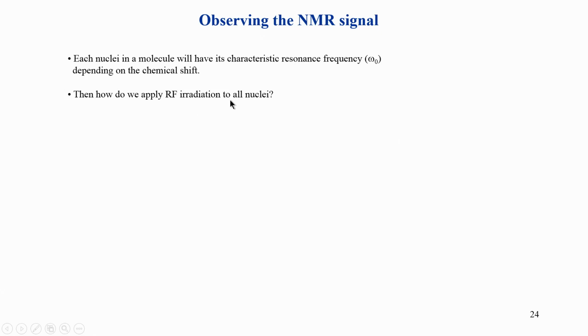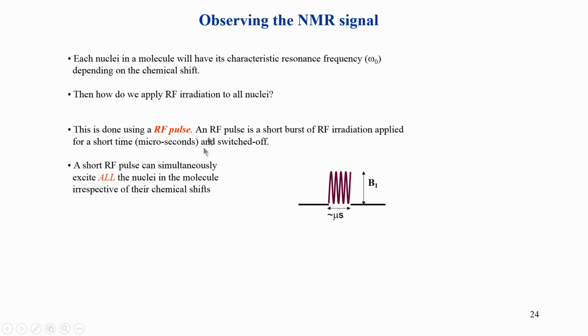So, remember, resonance can happen only for a particular value, but still we can apply a high frequency or a high power frequency such that all the spins are excited or in resonance. This is done using an RF pulse. An RF pulse is basically a short burst of RF frequency. You can see it is depicted here: it is electromagnetic radiation of a very short duration.